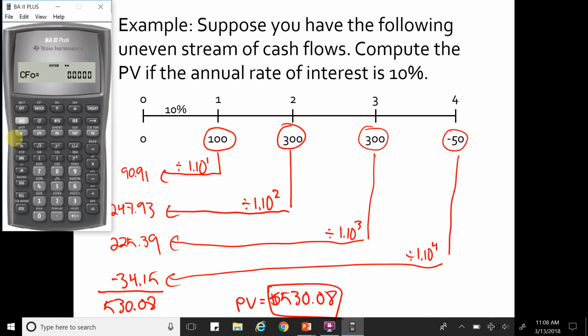Now we're starting off with a clean slate. Any cash flows that were stored in our calculator's memory are now gone. Our cash flow at time 0 is just 0, so we're going to hit 0 and then push enter.